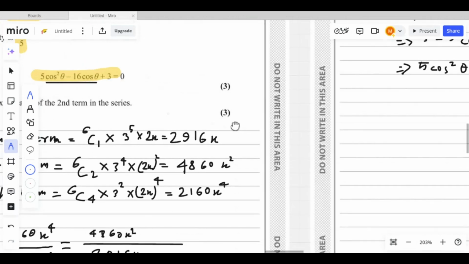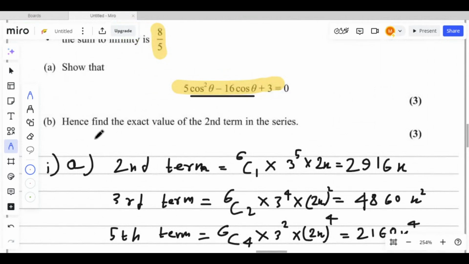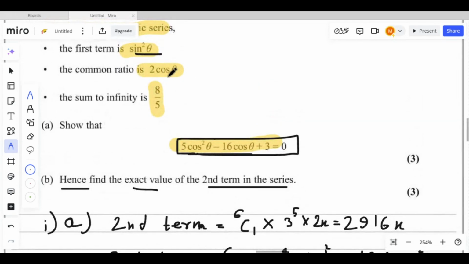Okay, next. For part B, hence. That means you need to use this equation. Find the exact value of the second term in the series. Okay. So let's find out the value for cos theta to figure out the common ratio.